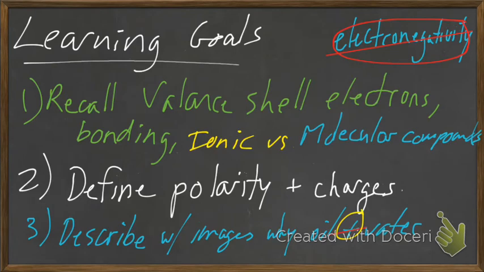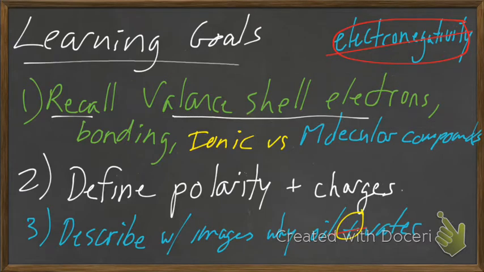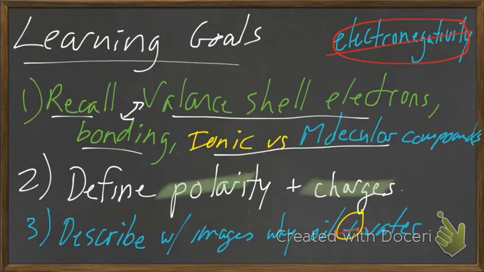Learning goals for this lesson. We're going to recall valence shell electrons. This is coming up a lot, so it must be important. As well as bonding and ionic versus molecular compounds. These two things are highly connected. Okay, I'm going to keep that in mind. We are going to define polarity and charges. Charges we've already talked about, positive versus negative, and what that means. Finally, we're going to describe with images why oil and water don't mix.